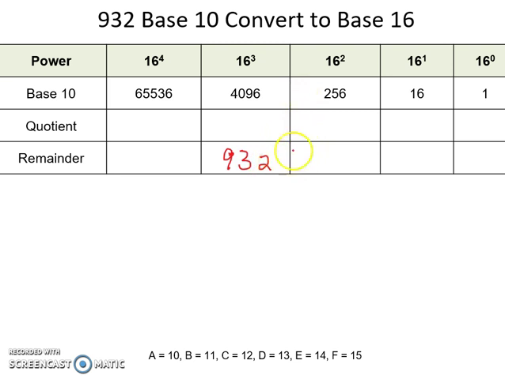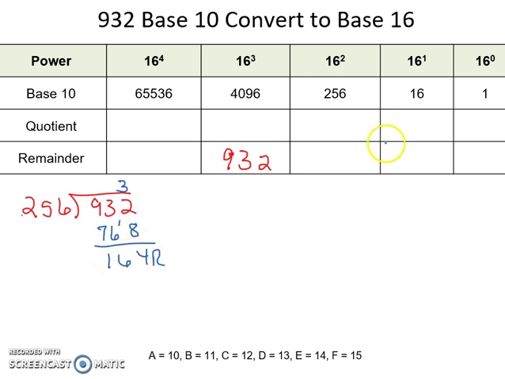So 256 will certainly go into it, but how many times? 256 goes into 932. It goes in, let's see, 3 times, because 2 goes into 9, 4, but we have more than half of 100, so that gives me a clue that it would only be 3. So 3 times 6 is 18, carry my 1, so I've got 768 for my number, and 164 for my remainder.